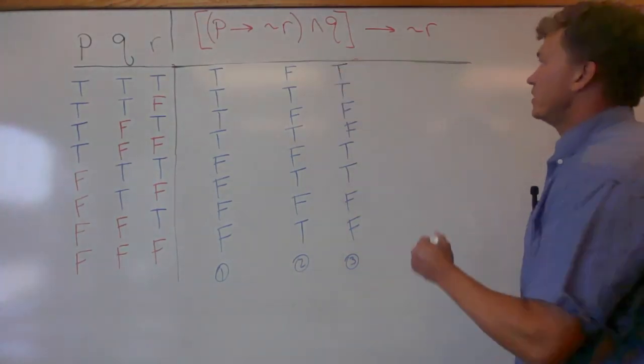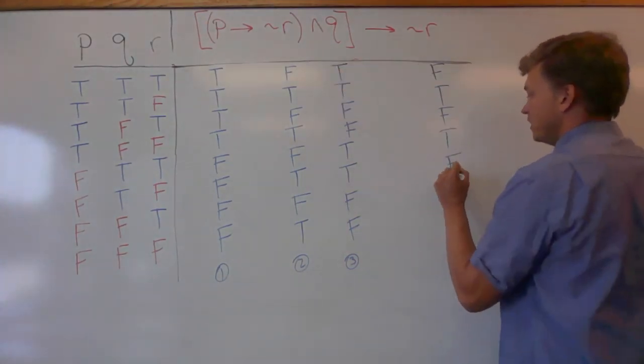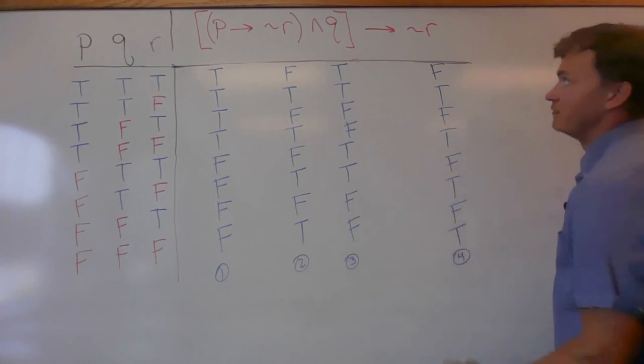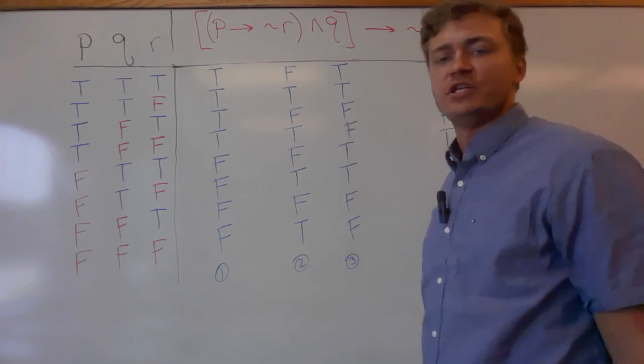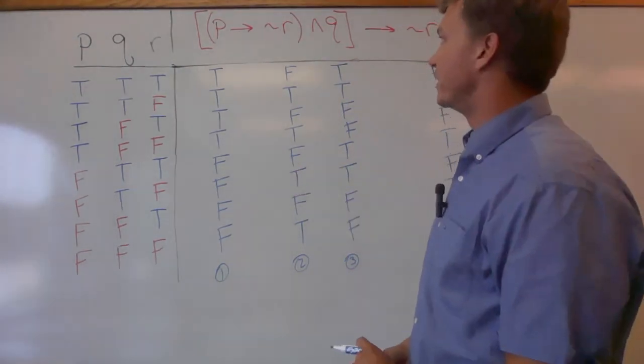Not R, the same here. F, T, F, T, F, T, F, T, column four. So now that we're here, just an extension of what we've been doing, just adding more to it. Just adding a couple more rows, no big deal there.